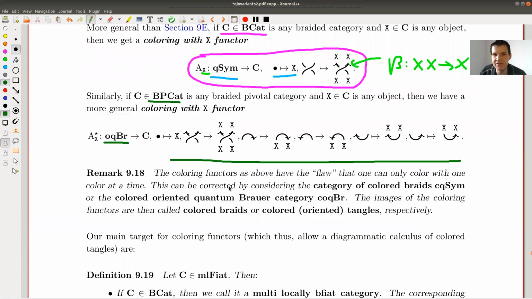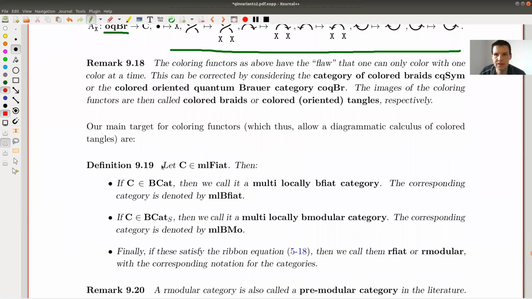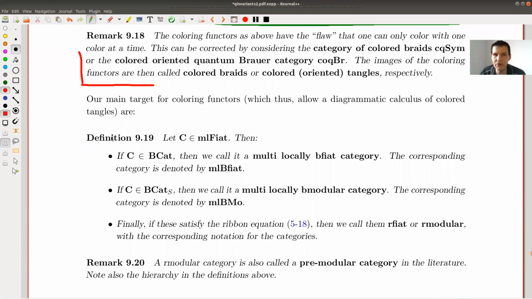And you get the images, which are usually called something like colored braids or colored tangles or colored oriented tangles. Anyway, okay. So remember that what we wanted to do is distinguish the topologically interesting categories from the boring ones. And basically what you do is, well, you have these notions of categories.